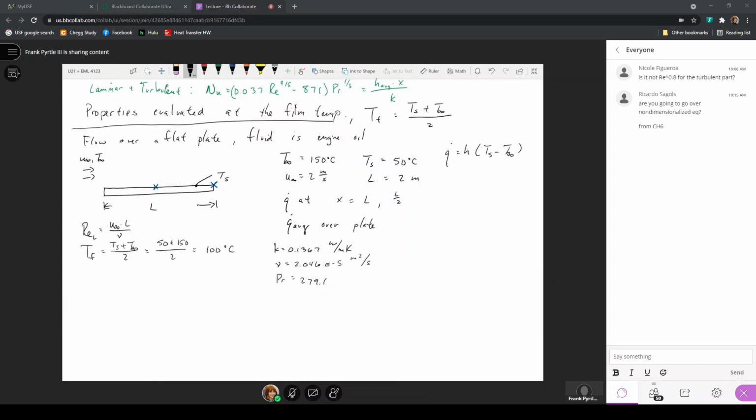So we calculate the Reynolds number at the trailing edge. Here the free stream velocity is 2 meters per second. I'll put the units in the first time just to show that they cancel. Times the length of the plate, which is 2 meters, divided by the kinematic viscosity of 2.046 times 10 to the minus 5 meters squared per second. So you can see here that in the numerator I have meters squared per second, and in the denominator the same.